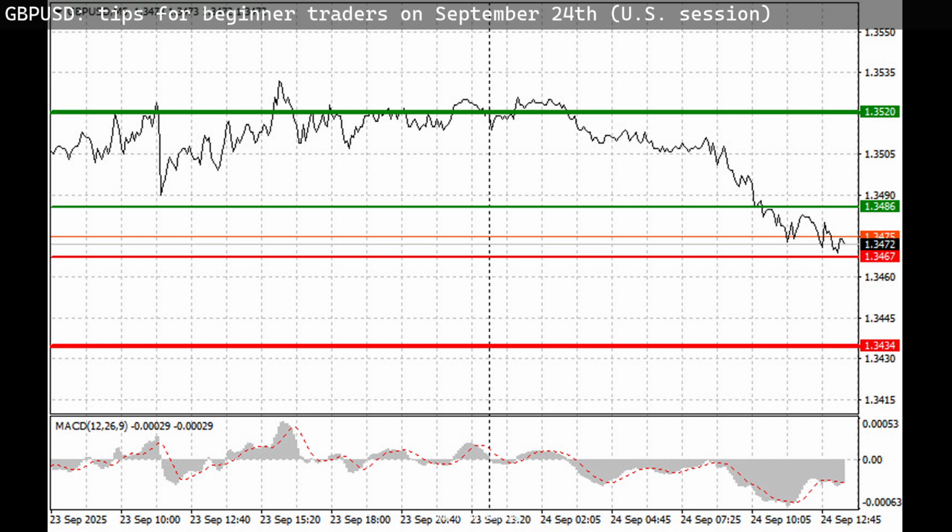The pound could drop sharply in the second half of the day after strong US data. Important: before selling, make sure the MACD indicator is below the zero mark and just starting to decline from it.